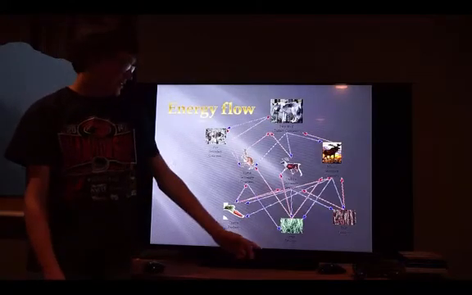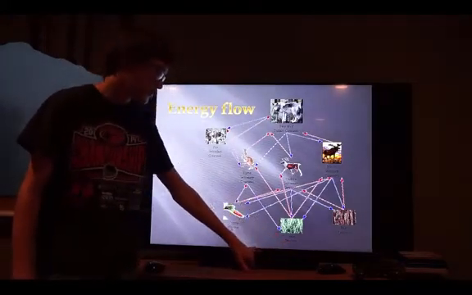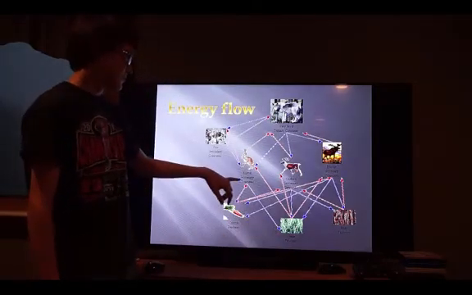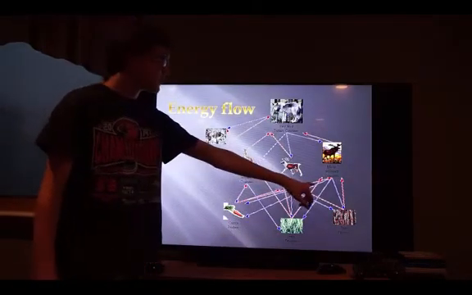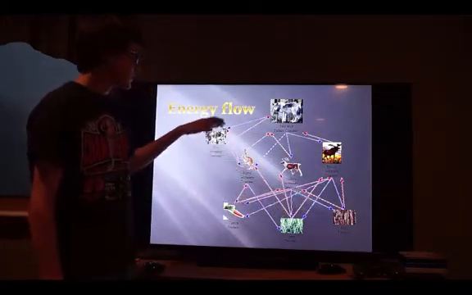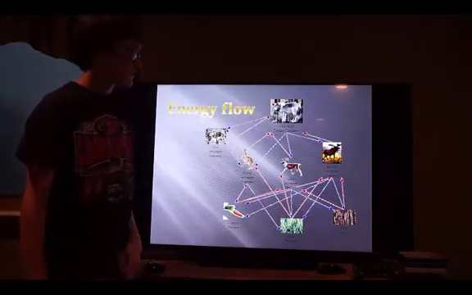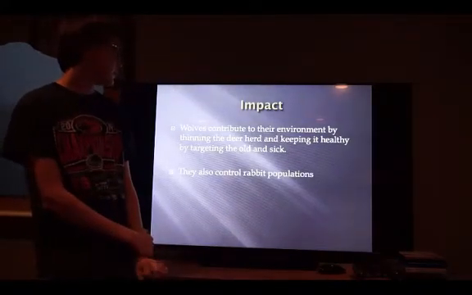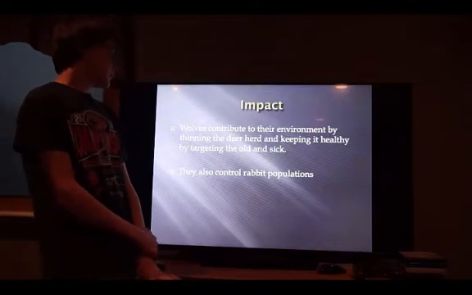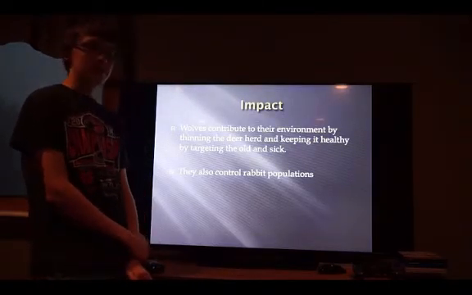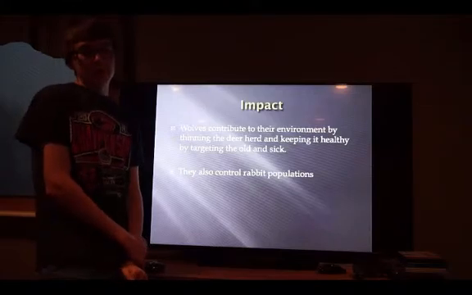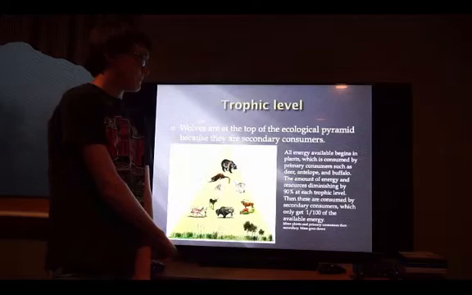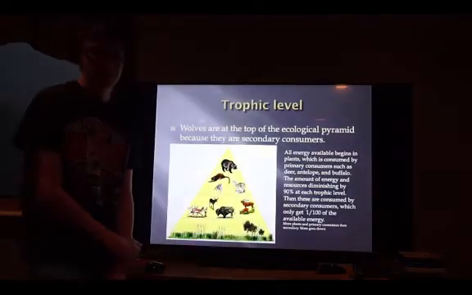Energy flow, you can see, starts, all the energy starts with grass and plants, and then it goes up to secondary consumers, and then it goes up to primary consumers. So, impact: wolves contribute to their environment by thinning out the deer herd and keeping it healthy by targeting the old and sick. They also control rabbit populations. Wolves are at the top of the ecological pyramid.